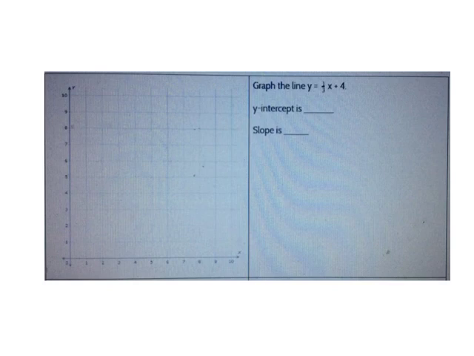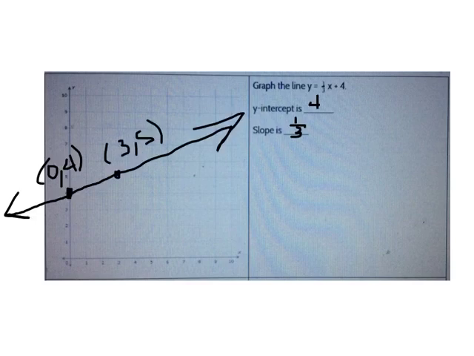Now you try one. Find the y-intercept, find the slope, and then graph the line. When you're finished, check your answer with mine. Your graph should look like this, with a point at 0, 4 and at 3, 5. The slope is 1/3, that means I go up 1 and over 3 from my y-intercept of 4.